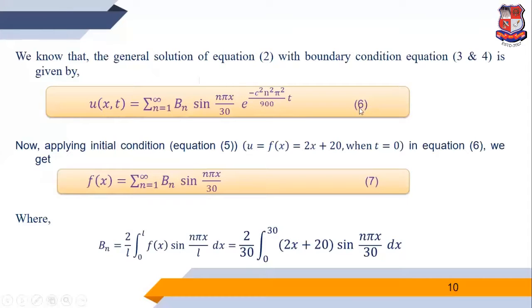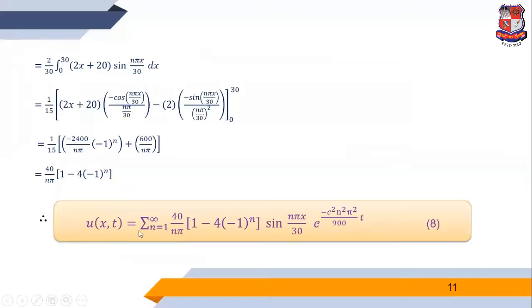Now we input the value of b_n in the solution of equation 6. So we get the solution of the whole problem of the one-dimensional heat equation with boundary and initial conditions, which is given as u(x,t) is equal to the summation n is 1 to infinity 40 by nπ (1 minus 4 (minus 1)^n) into sin(nπx/30) e raised to minus c² n² π² by 900 into t. So this is the temperature distribution at time t and space x.